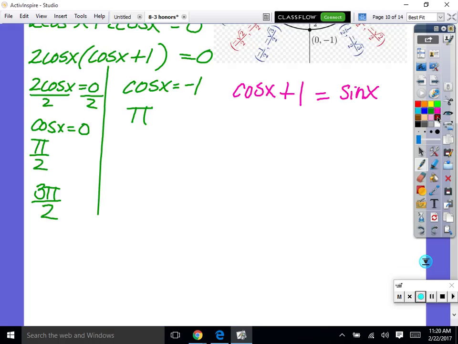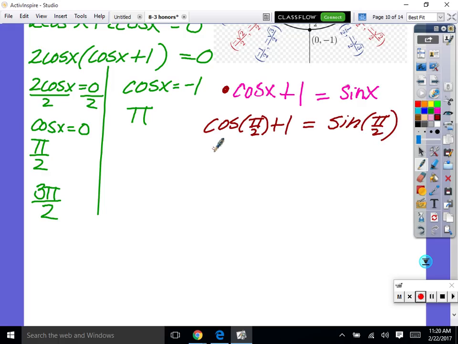How do we check solutions? We plug them back into the original problem. So here's my original. Let's check pi halves. So cosine of pi halves plus 1 needs to be equal to sine of pi halves. What's the cosine of pi halves, everybody? 0 plus 1. What's the sine of pi halves? 1. So is that a true statement? Yeah, so it's not extraneous. That one gets to stay.